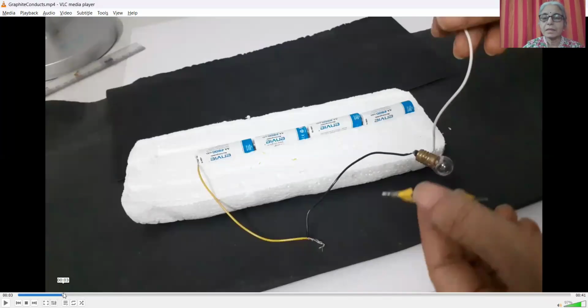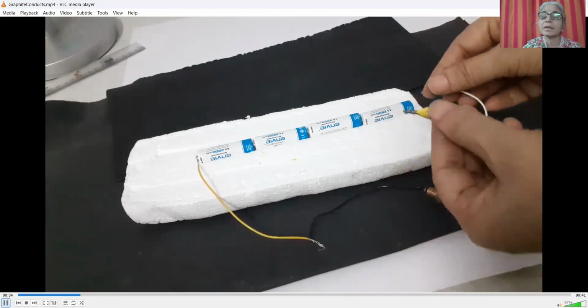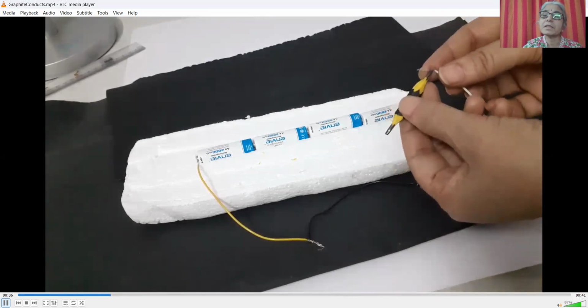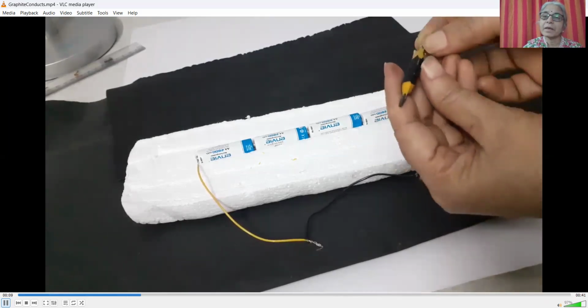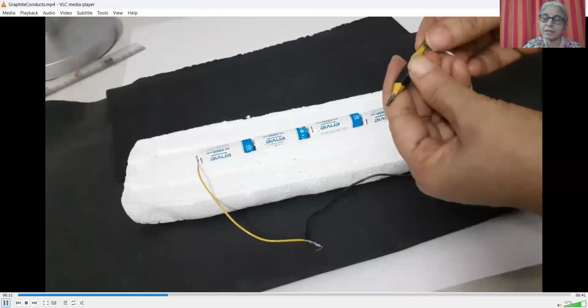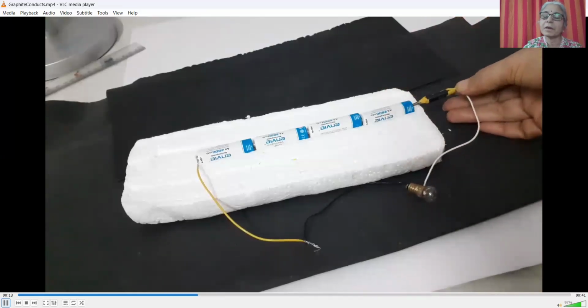Now, let us check this for this particular material. This is a pencil whose lead I have exposed on both ends. The lead of the pencil is made mainly of a material called graphite, which is a form of carbon. So now let us check if graphite allows electricity to pass through. I'm winding the wire on one end of the pencil lead, and then completing the circuit.